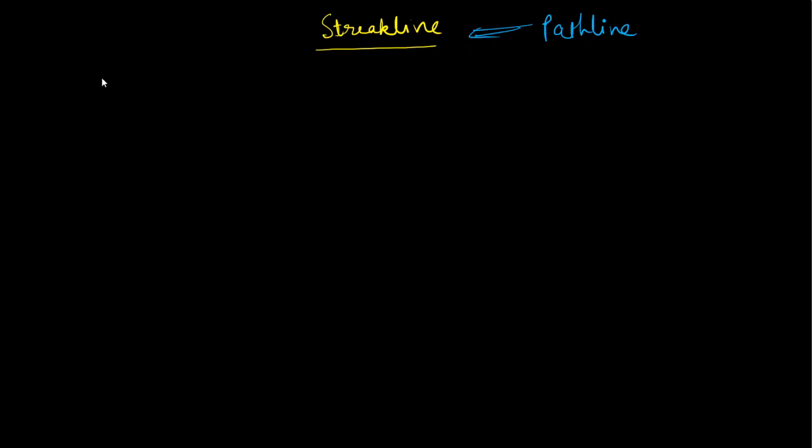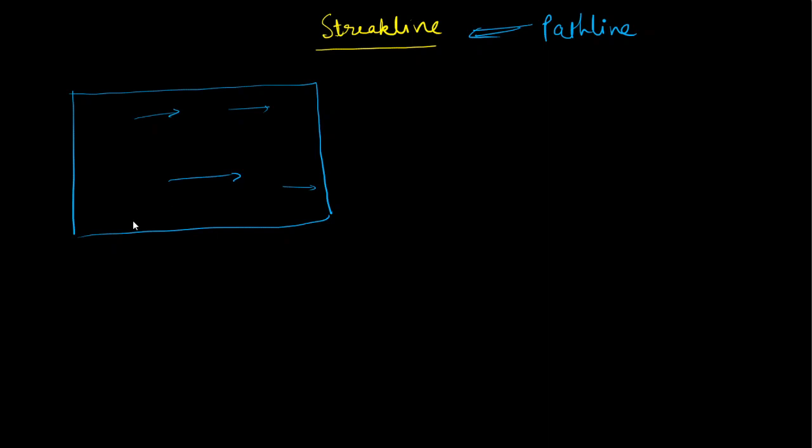Let us first imagine that we have a flow in a domain something like this. Okay, there's a flow in the domain. The flow can be unsteady, no problem. How do I typically visualize flows? What we do is we put a dye inside the flow.